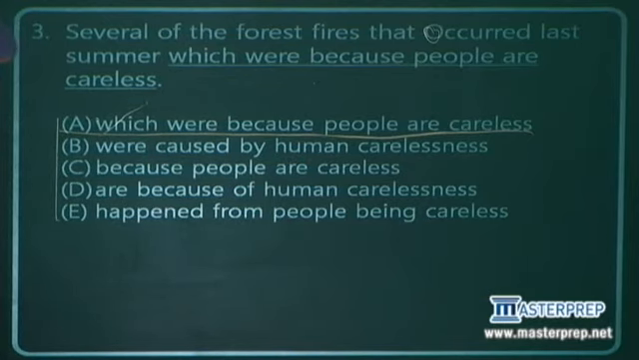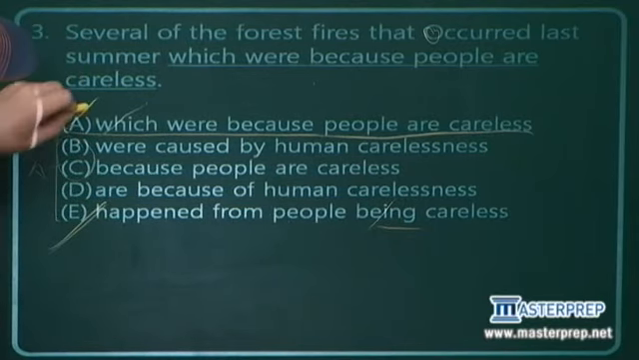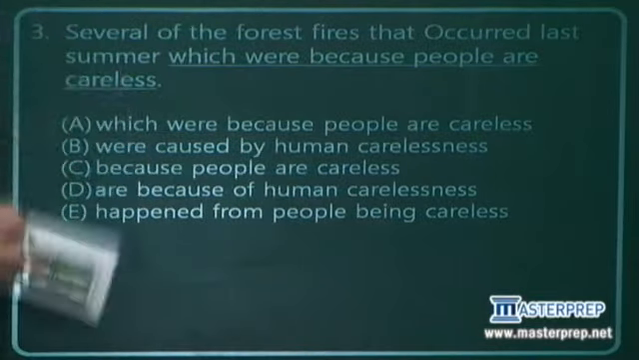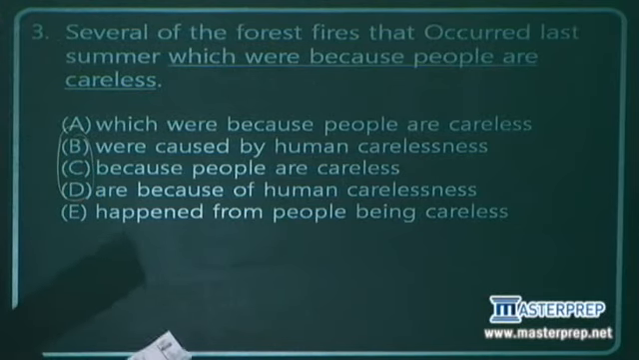But because people are careless, okay, these two are very similar. This is passive, this is active. Are because of human carelessness happened from, ooh, look, we don't like that one too much. So basically from pronoun and I and being, we can get rid of A and E. Oh, man. Which means we can choose between B, C, and D. Okay? Several of the forest fires that occurred last summer were caused by human carelessness.